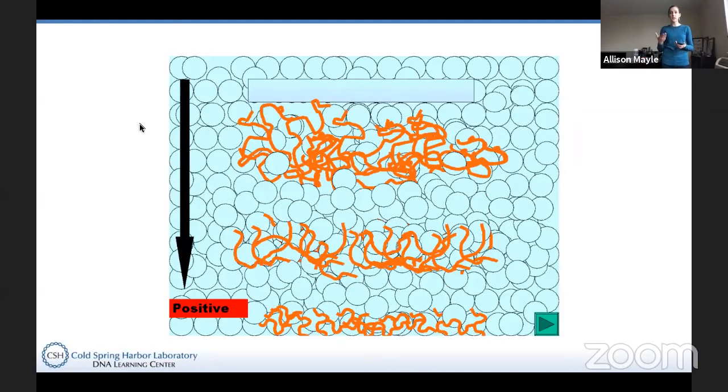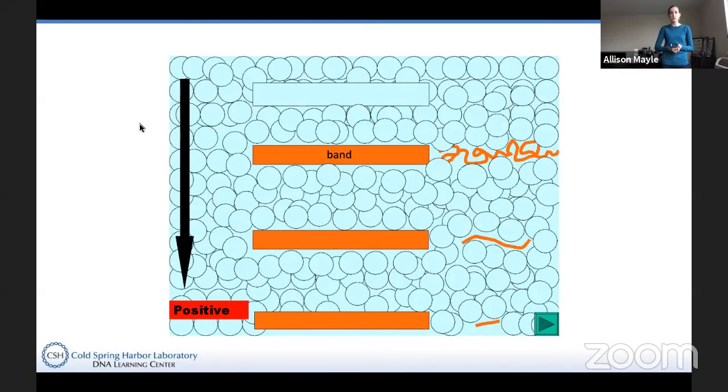And now you'll be able to tell, first of all, how many different size fragments were in your tube if you had cut your DNA up with a restriction enzyme, and also how big those fragments are relative to each other. All right, so at the end, once we've stopped running our gel, we end up with a little accumulation of each size of DNA. And that's called a band.